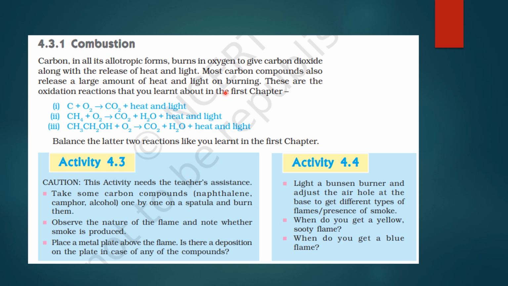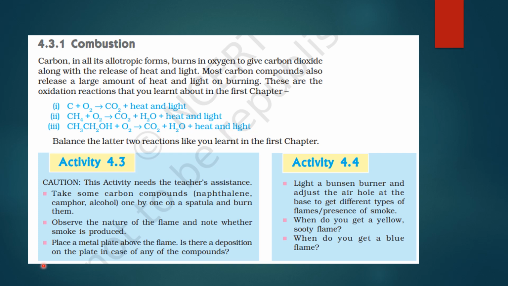So these are the oxidation reactions we can see. C plus O2 gives CO2 plus heat and light, right? If you take CH4, methane, methane plus oxygen will give CO2 plus H2O, right? Next, we are taking ethanol. Carbon atoms are there and the alcoholic group OH is there. Ethanol plus oxygen will give you carbon dioxide plus water plus heat plus light, right?